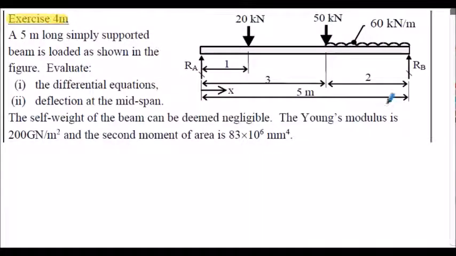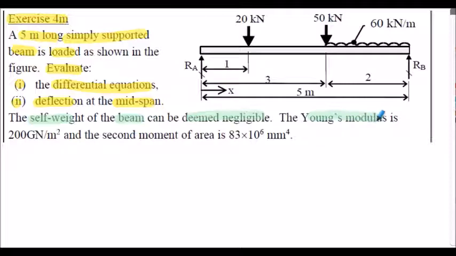Exercise 4m. A 5 meter long simply supported beam is loaded as shown in the sketch. We're asked to evaluate 1. The differential equations. That means evaluating the bending moment equation and then integrating to find the slope and deflection equations. In part 2, we're asked to find deflection at the midspan, at the centre of the beam, in this case when x is equal to 2.5 meters. The self-weight of the beam is deemed negligible, so it can be ignored.